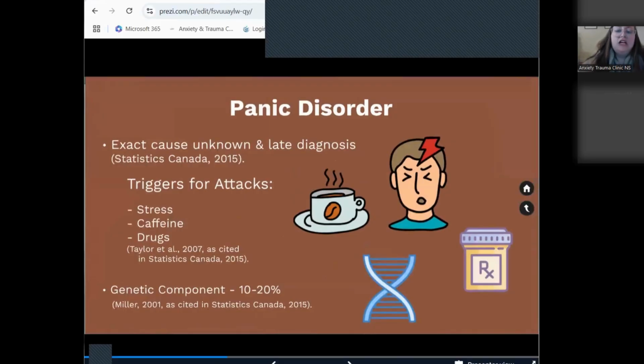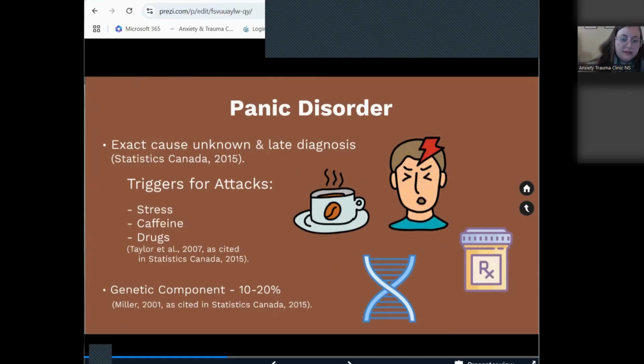So the exact cause of panic disorder is unknown. However, it has been found that there's, to some degree or form, a genetic component. It might be a close relative has panic disorder. If a close relative does have panic disorder, it's actually found that the risk of you getting panic disorder increases by 10 to 20%, which is quite significant.